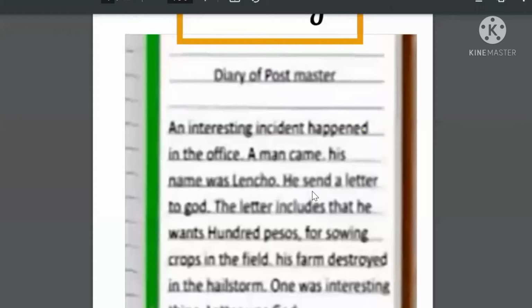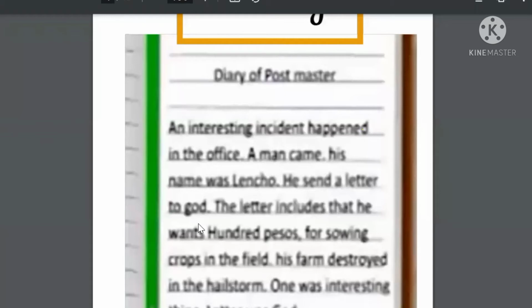What about this sent? This sent, is it past tense or present tense? The action he did was already over. So it should be in past tense. It is something that has already happened. Sending the letter to God is something that has already happened. So the tense should be past tense. So we should write he sent, S-E-N-T. Sent a letter to God.